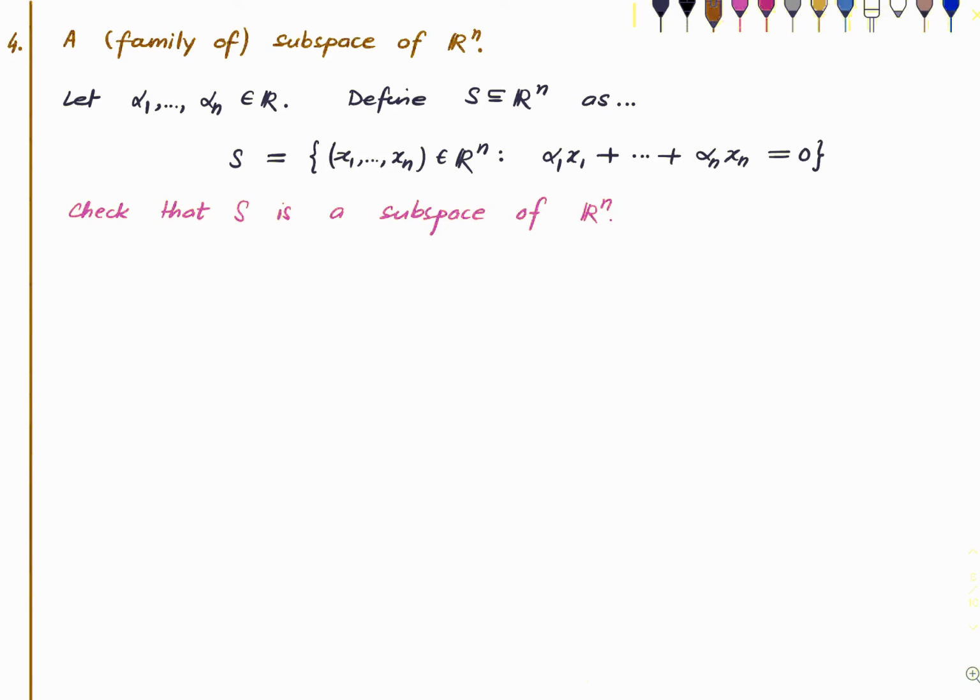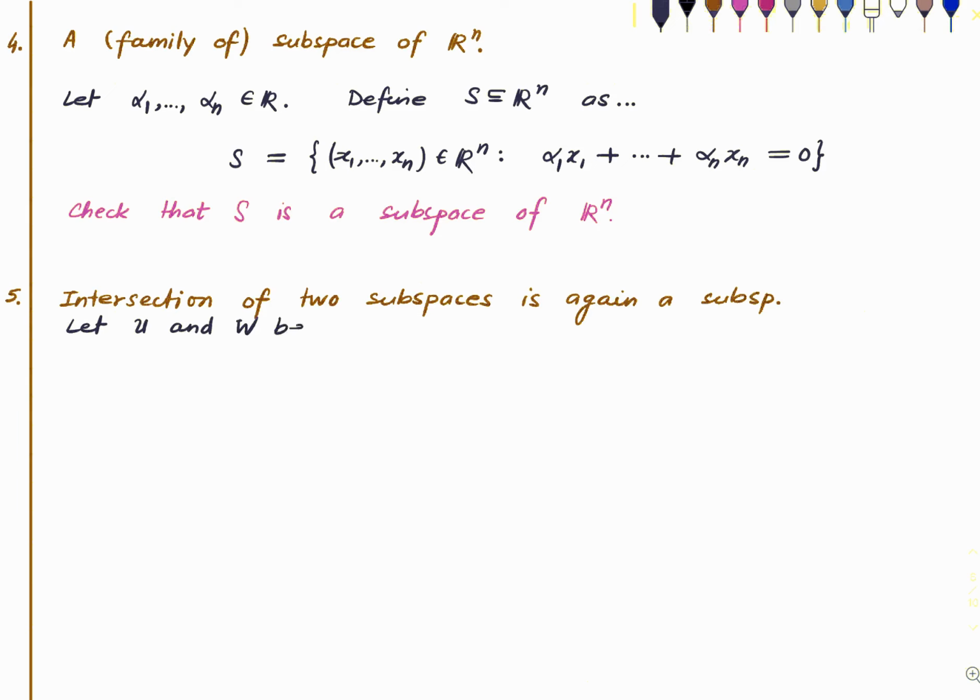Let me write one more example. Intersection of two subspaces is again a subspace. What does this mean? Let me write it in a more precise fashion. Let U and W be subspaces of a vector space V. Then U intersection W is also a subspace.